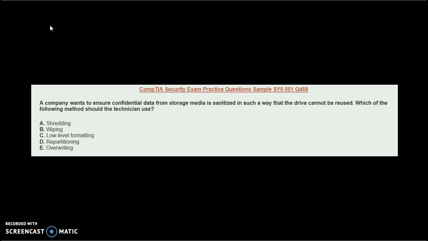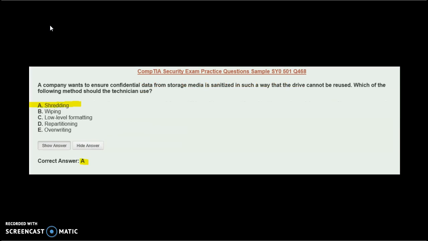A company wants to ensure confidential data from storage media is sanitized in such a way that the drive cannot be reused. Which of the following methods should the technician use? And it's shredding. A. You shred that thing, it's not going to be reused ever. And yes, I do have shredders for hard drives. I was surprised too.